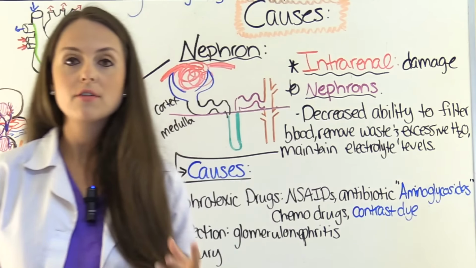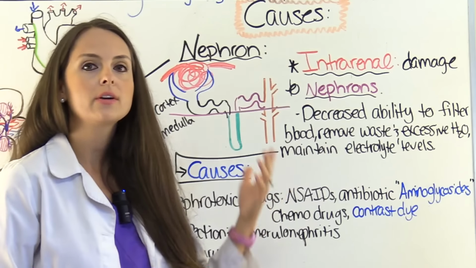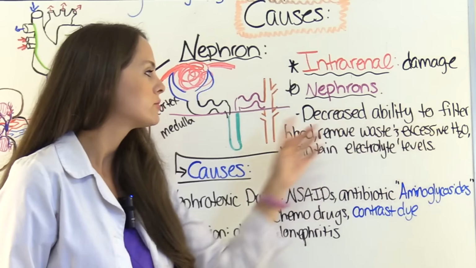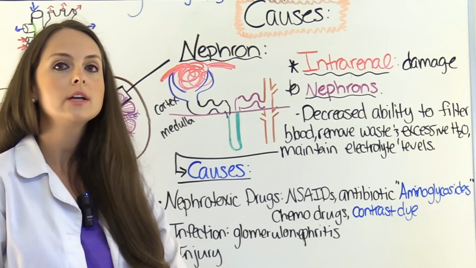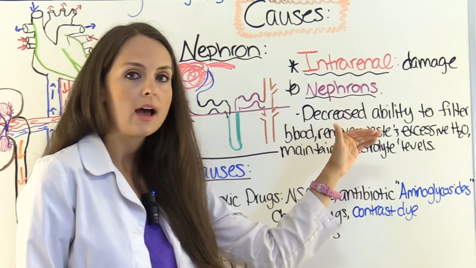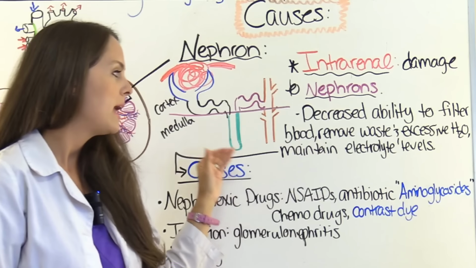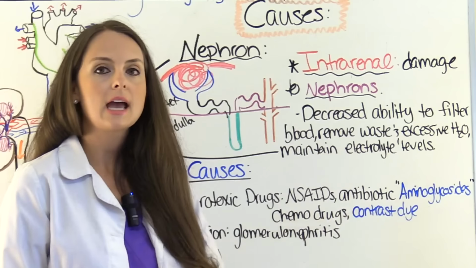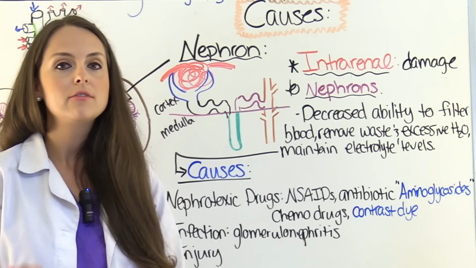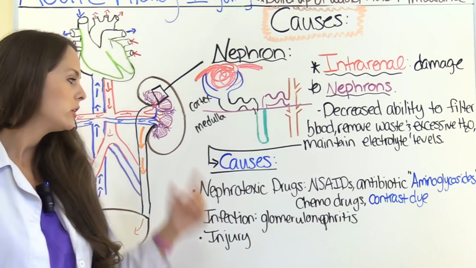So if you have a problem with your nephron, what's going to happen? You're going to have a decreased ability to filter the blood, which is going to lead to excessive waste building up in the system. It can't remove it. You're going to have excessive water building up, and it's not going to be able to maintain electrolyte levels where they need to be. So what can cause intrarenal injury?